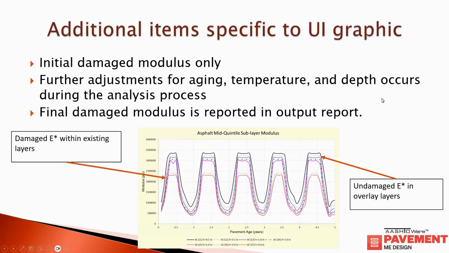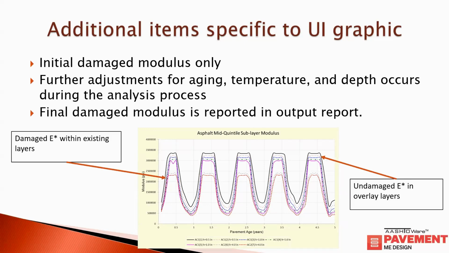Now, some additional items that we need to mention here: before this analysis or design is run through the analysis process, it's really an initial damage modulus only, based on the factors that are available within the user interface. So it hasn't gone through the full analysis process in the flexible overlay methods. Once we're in the analysis process, there are further adjustments that get made for aging, temperature, and the depth within the structure, and that's all done during the analysis.